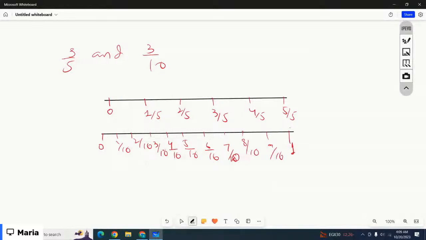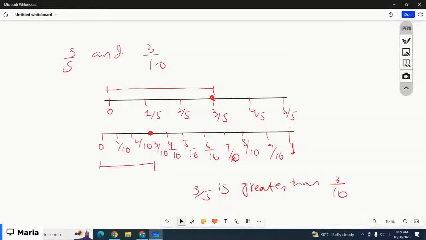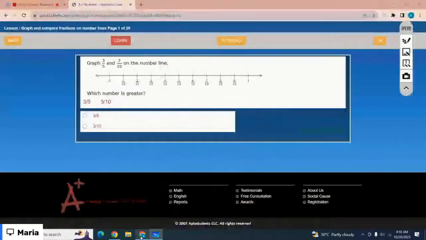Now here is 3 over 5. Both the lines are exactly the same length, and here is 3 over 10. You can see 3 by 5 is farther from 0 than 3 by 10. The distance from 0 to 3 by 10 is like this, and from 0 to 3 by 5 is like this. So 3 by 5 is the long distance from 0. That means 3 by 5 is greater than 3 over 10. That is an easy way to compare, other than making so many number lines. So 3 by 5 is greater than 3 by 10. Got it?